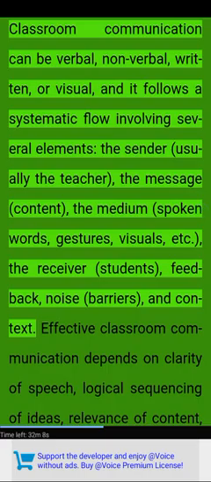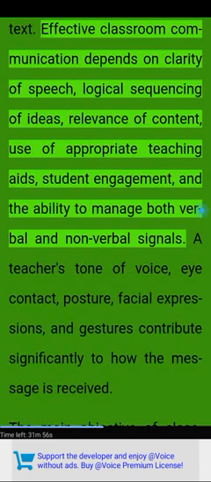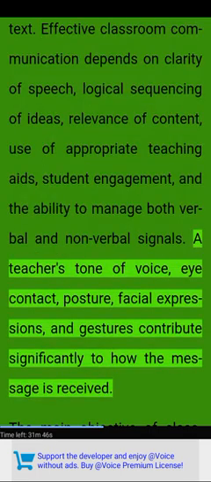Classroom communication can be verbal, nonverbal, written, or visual, and it follows a systematic flow involving several elements: the sender, usually the teacher; the message content; the medium, spoken words, gestures, visuals, etc.; the receiver; students' feedback; noise barriers; and context. Effective classroom communication depends on clarity of speech, logical sequencing of ideas, relevance of content, use of appropriate teaching aids, student engagement, and the ability to manage both verbal and nonverbal signals. A teacher's tone of voice, eye contact, posture, facial expressions, and gestures contribute significantly to how the message is received.